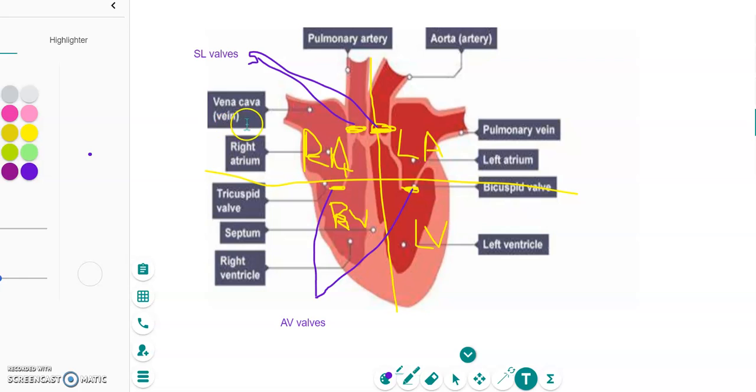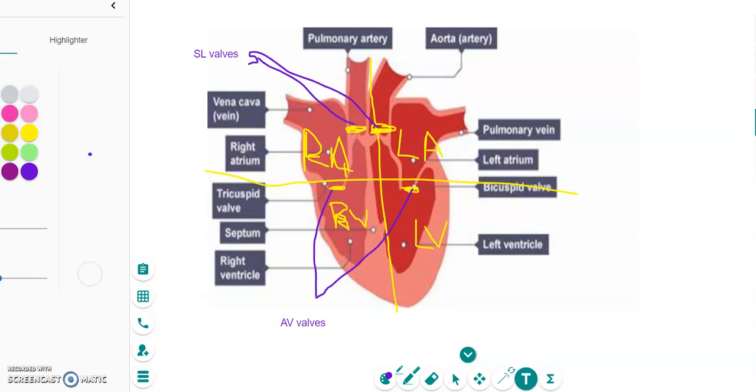So here, blood will enter the right atrium through the vena cava. When the atrium pumps, then this valve will open, allowing blood to flow from the right atrium to the right ventricle. This AV valve will then shut, and this semilunar valve will then open, allowing blood to then go out through the pulmonary artery to the lungs, where it's then oxygenated.